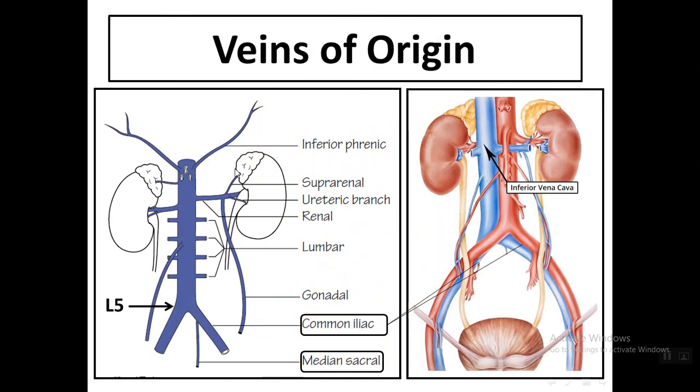What are the veins of origin? That is, the inferior vena cava is formed on the posterior abdominal wall at the level of the 5th lumbar vertebra by the union of the right and left common iliac veins with the median sacral vein. The inferior vena cava is formed behind the right common iliac artery.